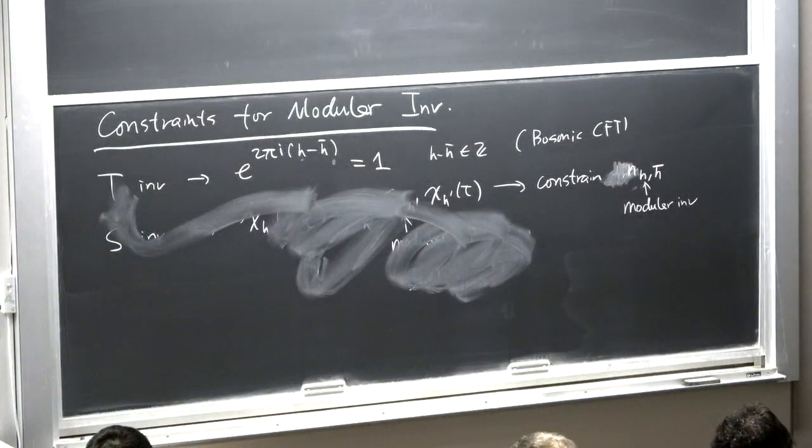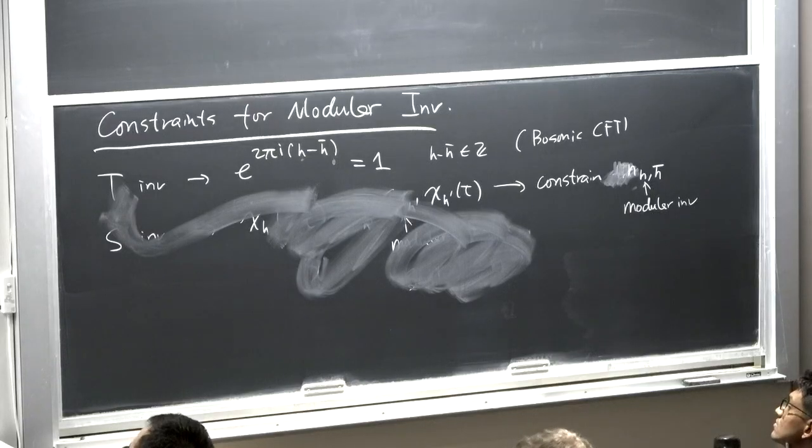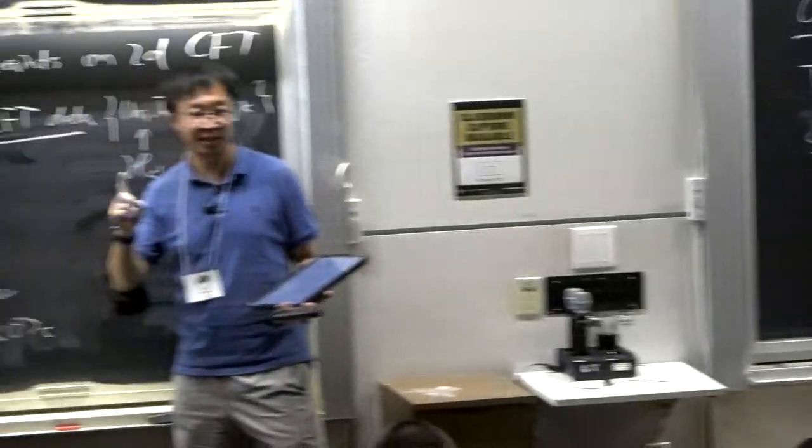So what are these constraints? The modular constraint perhaps is not so surprising. It's a modular covariance of the one-point function, and the modular invariance we're talking about is just a special case when the local operator insertion is identity.